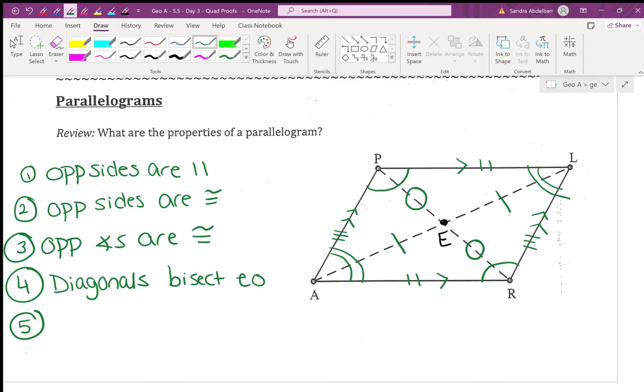Okay, one more property. It's not really a way to mark this property, but there is one more property. Maya? Not all the angles are supplementary. Good. Does anybody remember what we call the angles next to each other, Livy? Consecutive. So we're going to say consecutive angles are supplementary. All right, so those are the 5 properties of a parallelogram.